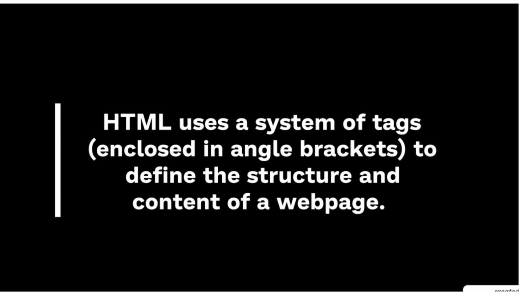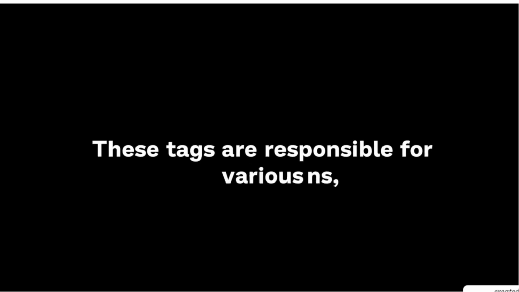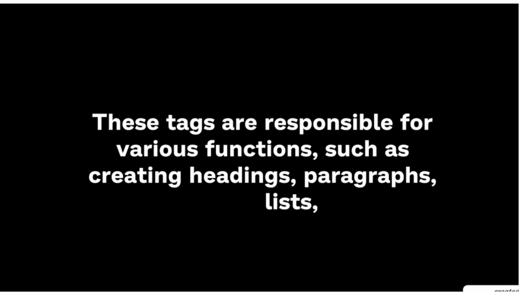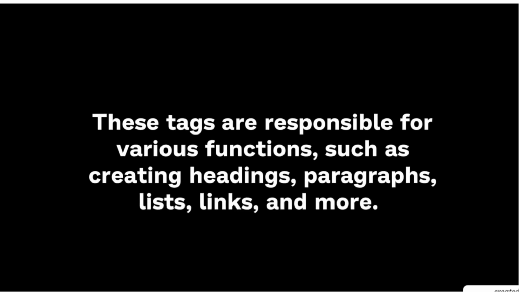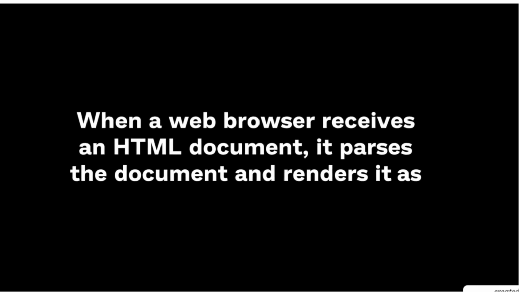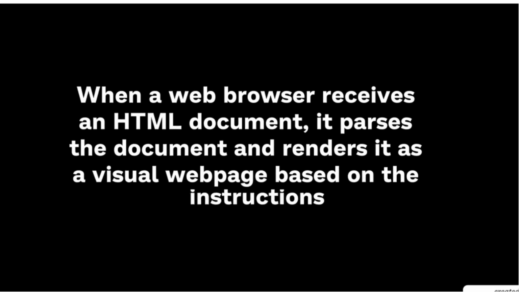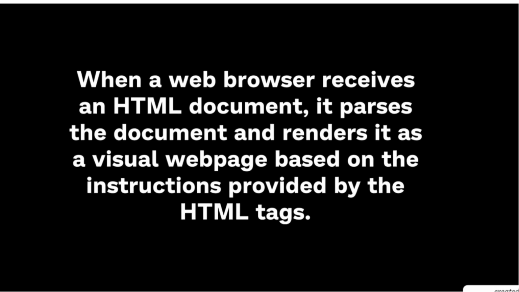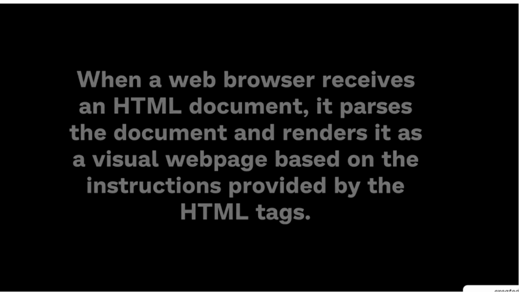HTML uses a system of tags, enclosed in angle brackets, to define the structure and content of a web page. These tags are responsible for various functions, such as creating headings, paragraphs, lists, links, and more. When a web browser receives an HTML document, it parses the document and renders it as a visual web page based on the instructions provided by the HTML tags.